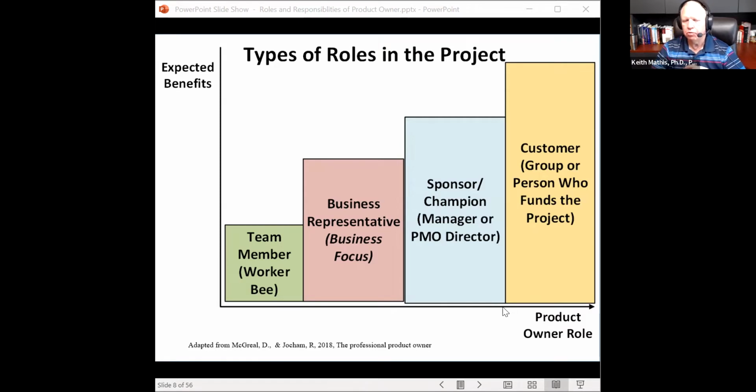And then of course you've got the real customer, the group or the person who funds the project. And of course that's who you're trying to connect with. Now you'll notice that the product owner role that we're talking about here could be connected to the customer. Obviously the customer is going to be one of the main pieces because that's going to be the biggest piece, but that doesn't take it away from having to talk with some of these other people.